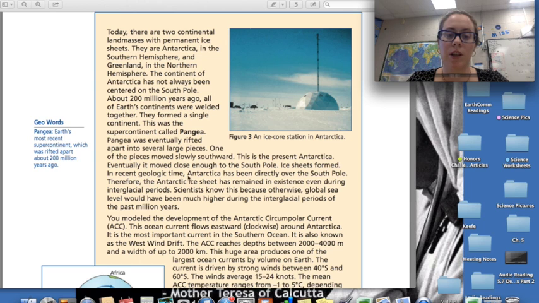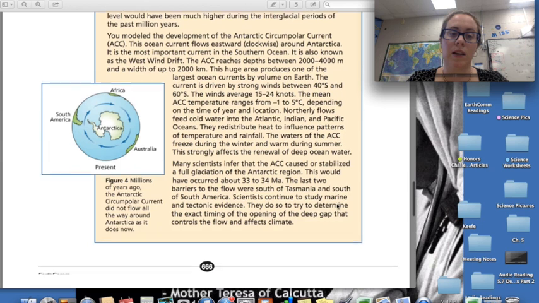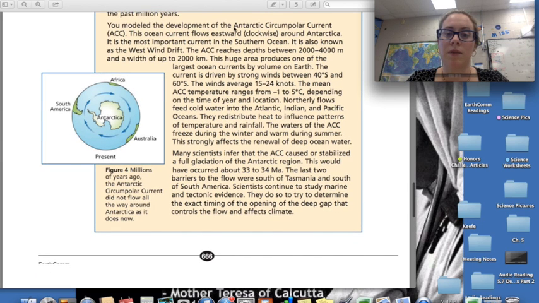Ice sheets formed. In recent geologic time, Antarctica has been directly over the South Pole. Therefore, the Antarctic ice sheet has remained in existence even during interglacial periods. Scientists know this because otherwise global sea level would have been much higher during the interglacial periods of the past million years.